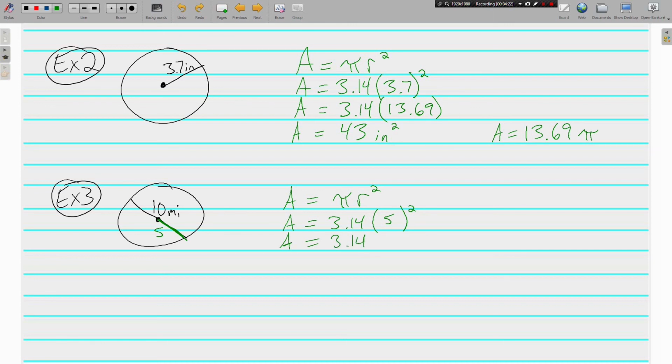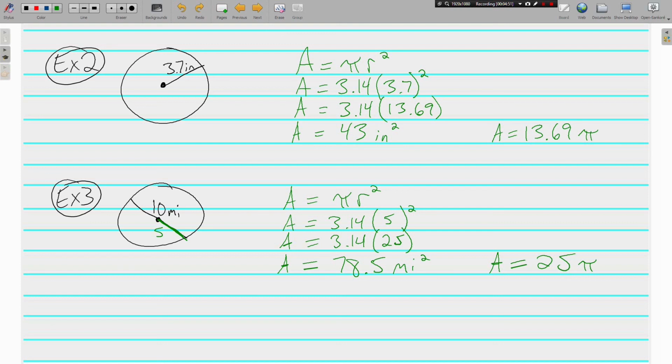Square the radius first. 5 squared is 25. And then multiply by 3.14. Round to the nearest tenth is 78.5 square miles. The area in terms of pi would be 25 pi. That's it. Nice and simple.